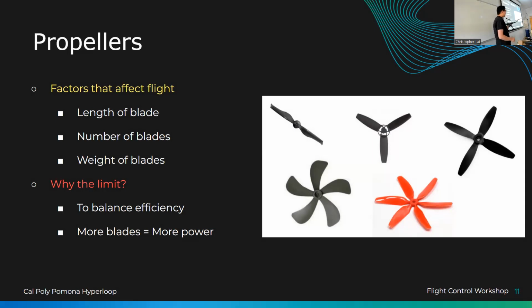Now, you might be wondering, if I want my drone to fly for a longer or stronger period of time, why don't I just make the propellers huge? Like, why don't I just put this on this, right? Why don't I use more blades?